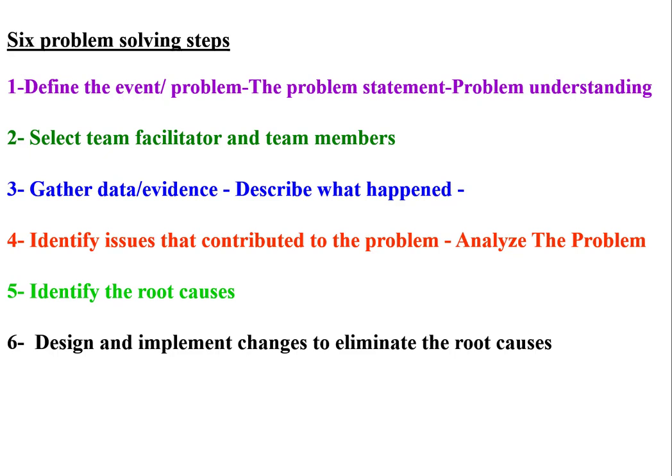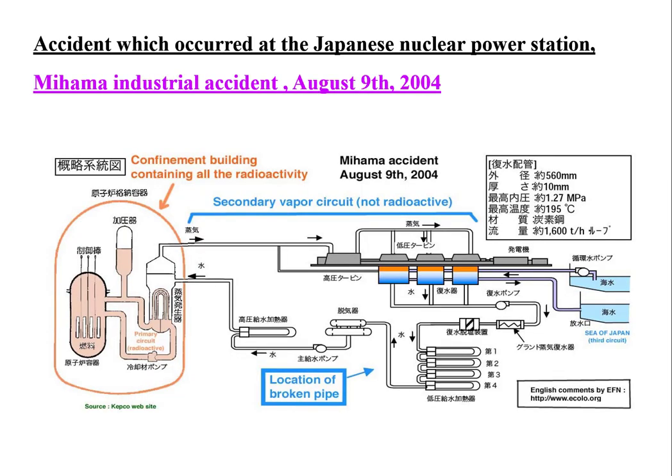Now we will consider two case histories, and in the next video we'll continue with other cases. The first case history is this very famous accident which occurred in one of the Japanese nuclear power stations, the Mihama industrial accident on August 9th, 2004. And this is the layout of the system.